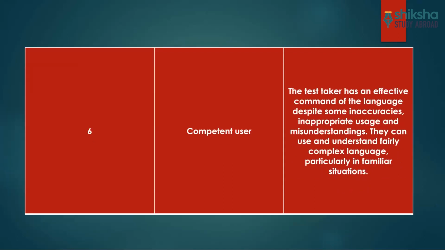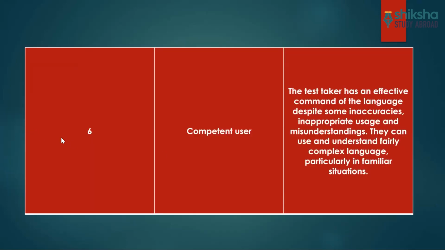Okay, let's see what band 6 stands for. So 6 is for a competent user, somebody who is competent in the language, if not really very good. Okay, so the test taker has an effective command of the language despite some inaccuracies, inappropriate usage, and misunderstandings. They can use and understand fairly complex language, particularly in familiar situations. All right. So that was all about the bands.